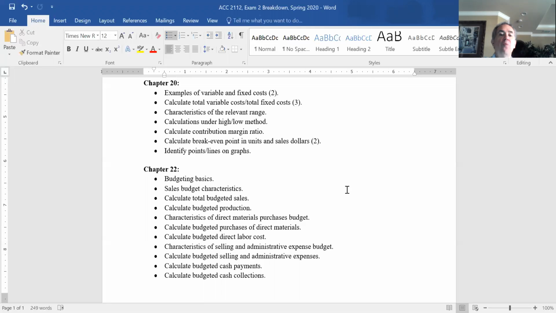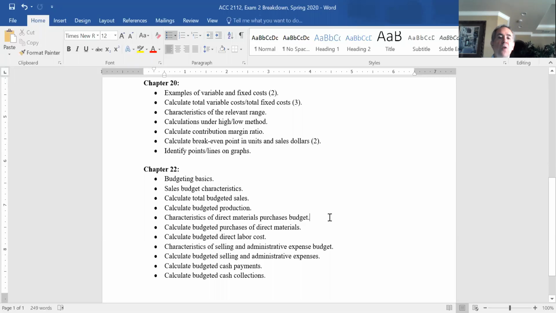The next is calculate total budgeted sales. You'll be given units, you'll be given the price, multiply the two. It's that simple. Then calculate budget production. So budget production is what is going to support the budget sales level. So it's based on beginning inventory of finished units and our target or desired ending inventory of finished units. So you'll calculate budget production, again, just like we did in class. If you have any questions on that or anything, you know to let me know.